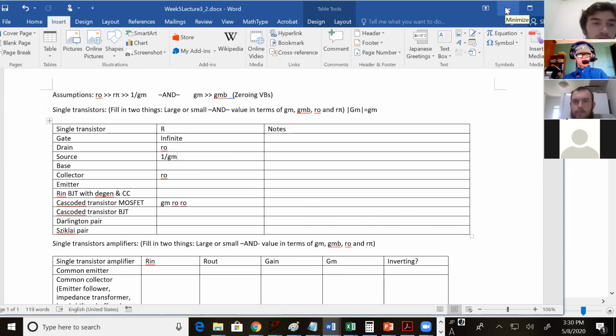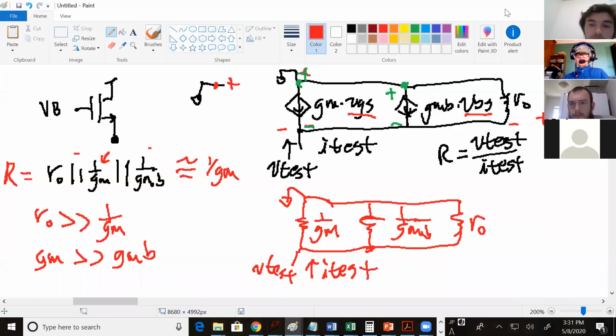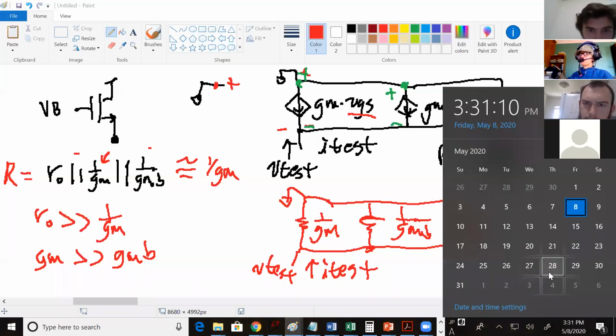Okay, so we're getting through this table. What about the resistance looking into the emitter? So if you have a single BJT and you want to see what the perceived resistance looking into the emitter is, put DC voltages on the other two terminals. What do you think you get? Let's give you 1 minute.